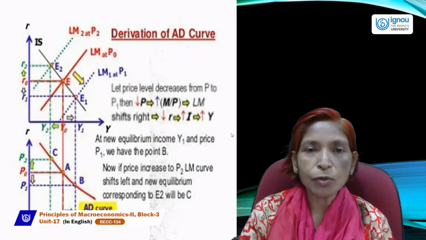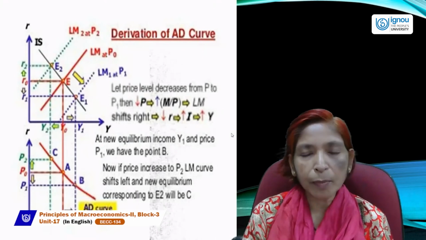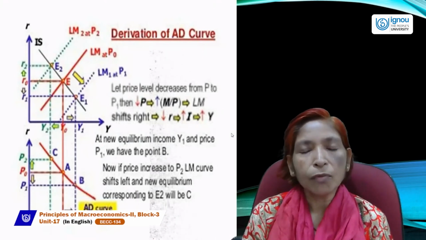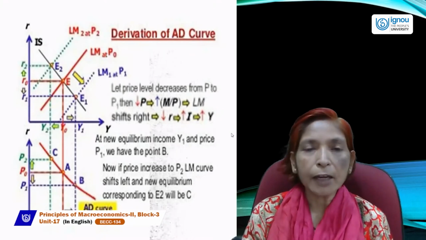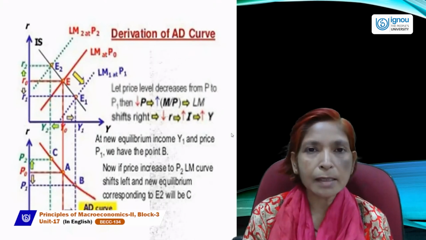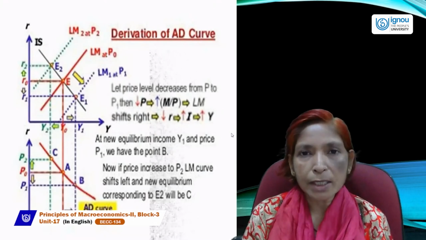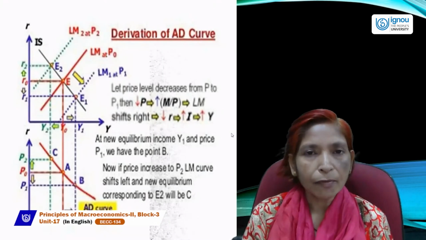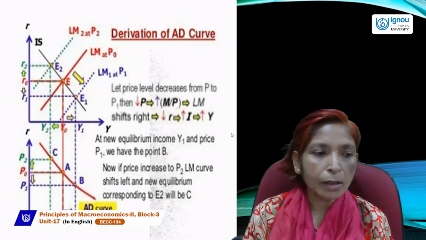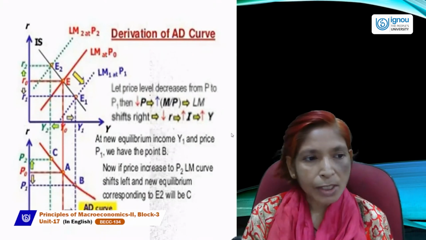When the LM curve shifts to the right, the new equilibrium point will be E1. At this equilibrium point, the rate of interest will fall and the level of income will rise. And if the LM curve shifts to the left-hand side, or money supply decreases, then the new equilibrium point will be E2. At this equilibrium point, the rate of interest will rise from OR0 to OR2 and the level of income will fall from OY0 to OY2.